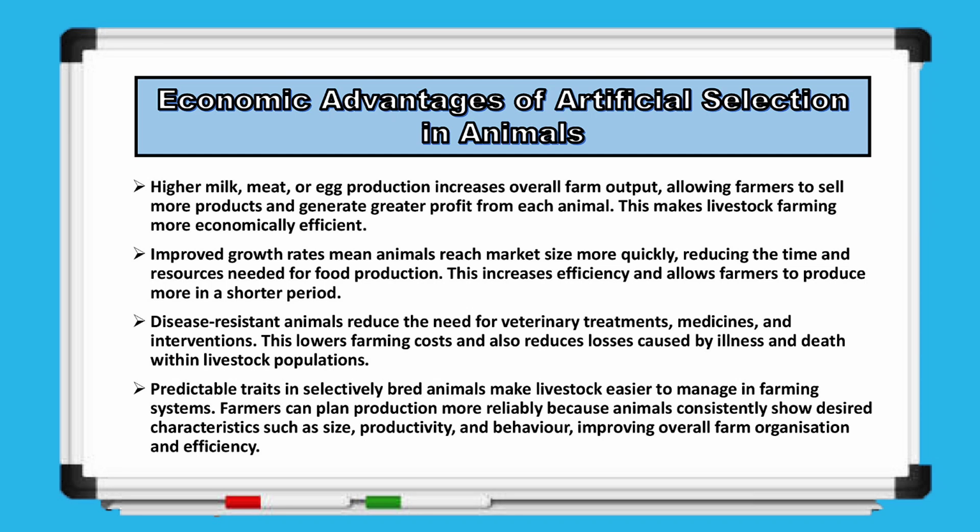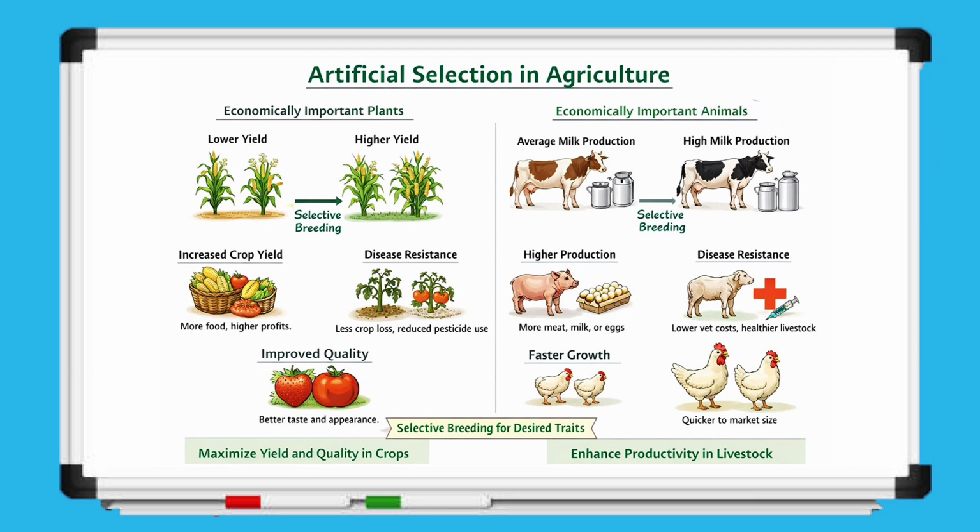Improved growth rates mean animals reach market size more quickly, reducing the time, food, and resources needed for production, which increases efficiency. Disease-resistant animals reduce the need for medical treatment and veterinary care, lowering costs and reducing losses caused by illness or death. In addition, animals with predictable traits make farming easier to manage because farmers can reliably plan production based on consistent characteristics such as size, yield, and behavior. Overall, artificial selection in both agriculture and livestock farming helps increase productivity, improve quality, and raise profits.